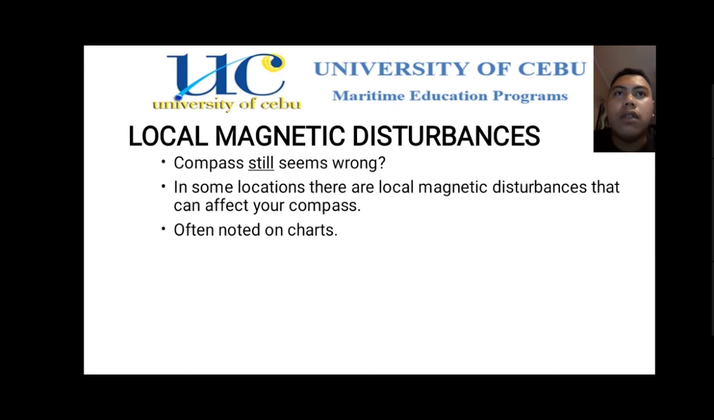Next, local magnetic disturbance. Compass still seems wrong. In some locations, there are local magnetic disturbances that can affect your compass, often not on the chart. So next, the reporter Ryan.